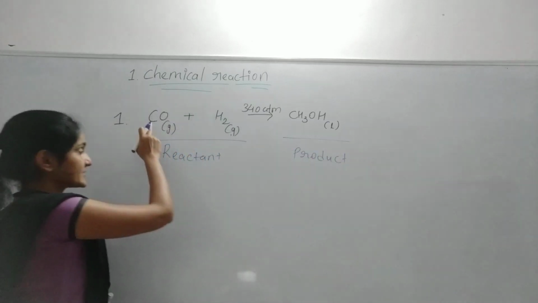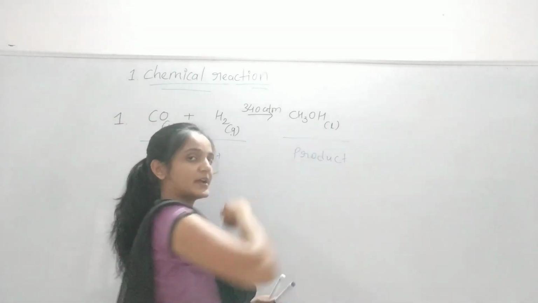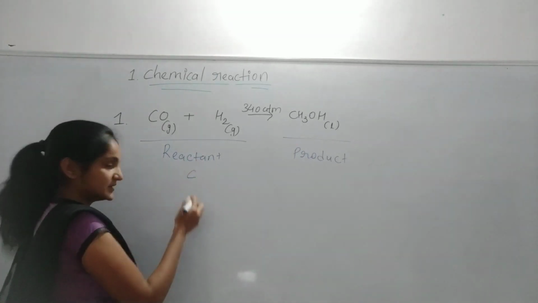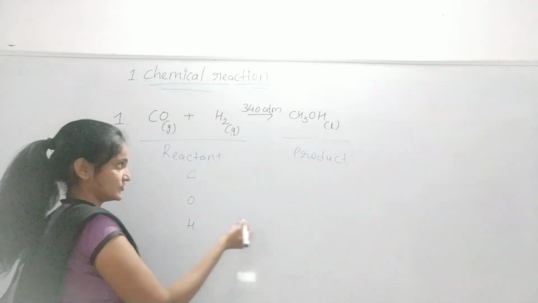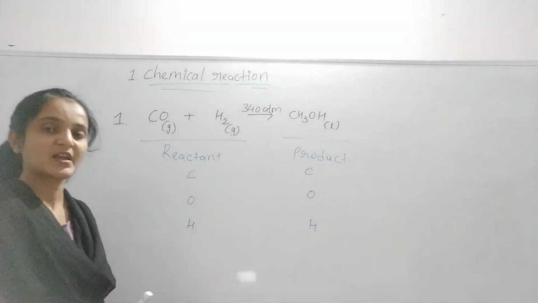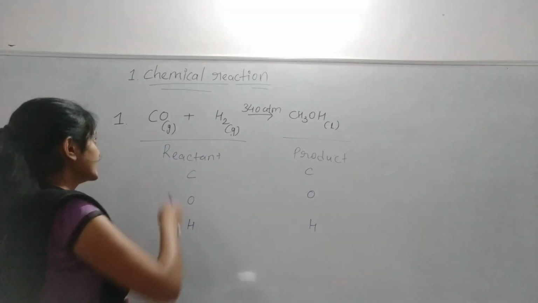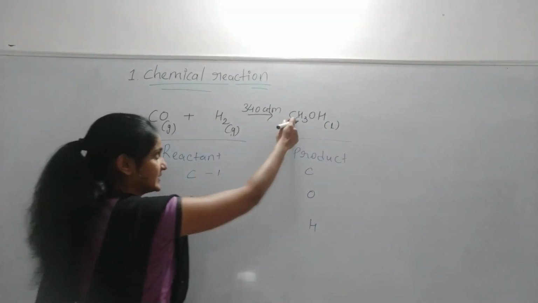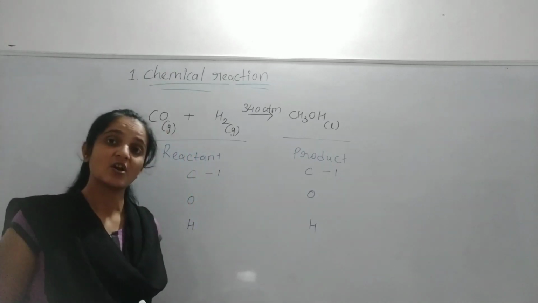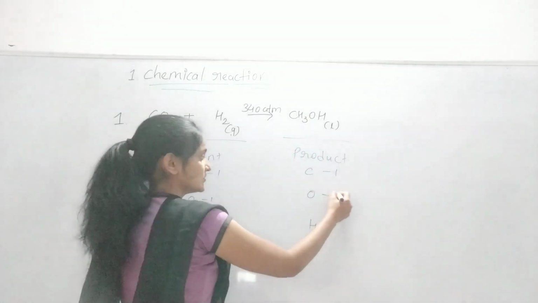Now you can see in the reactants carbon, oxygen and hydrogen are there, as well as in the product carbon, oxygen and hydrogen are there. Now see how many carbon atoms are there in the reactant as well as in the product. In the reactant it is 1 and in the product it is also 1. Same way, how many oxygen atoms are there? Oxygen atoms in the reactant is 1 as well as in the product is also 1.